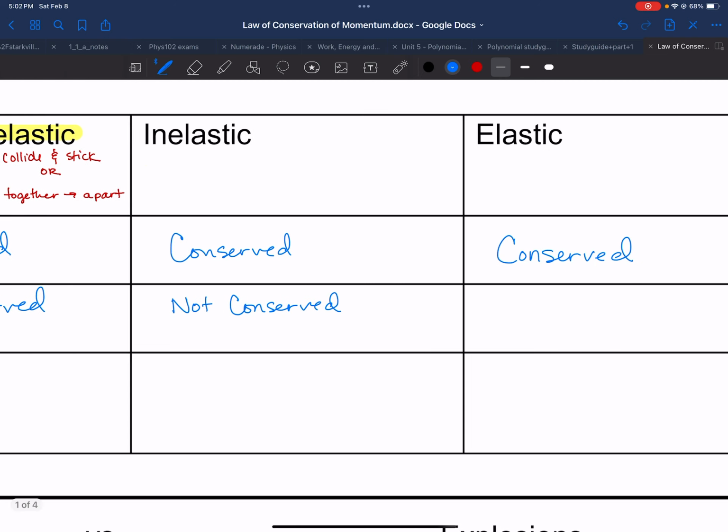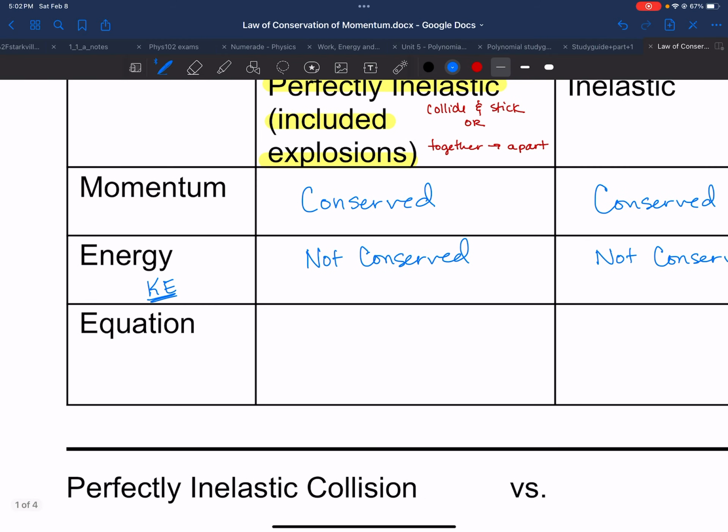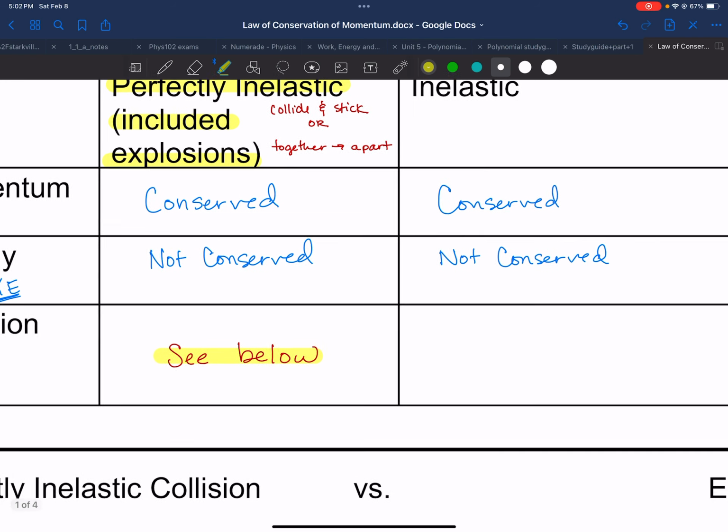But in an elastic collision, it is conserved. Okay, it is conserved. So we'll talk a little bit more about that on Tuesday. And let's look at the last part. The last part is looking at the equation. So the equation on this one, I'm going to say C below because we're going to talk specifically about this one. I'll highlight it. We're going to see below.